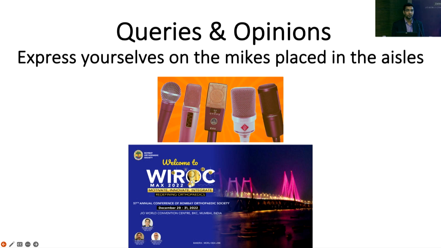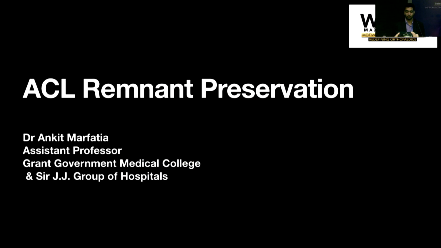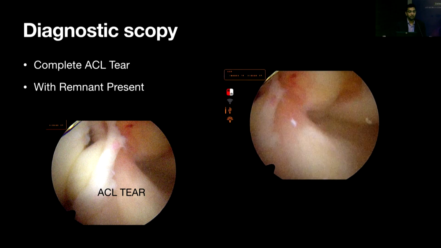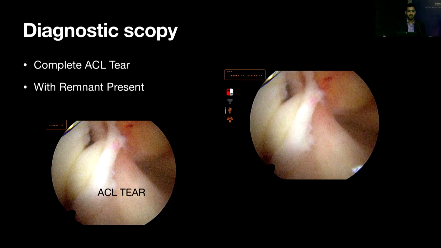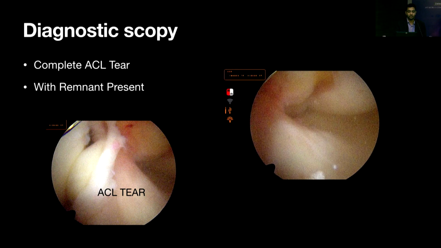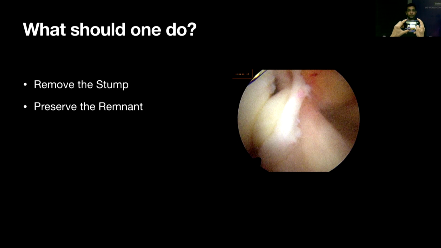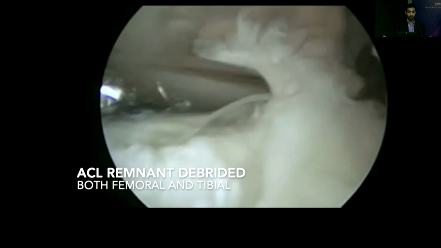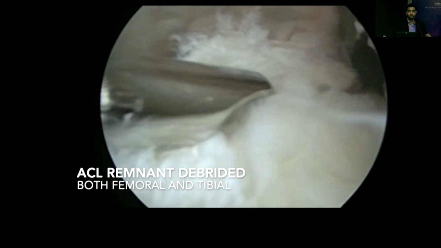Hi, I'm Dr. Ankit Marfatia, Assistant Professor from Grant Government Medical College and JJ Group of Hospitals. So we do a diagnostic scopy, and this is the picture that comes. ACL that is completely torn and the remnant is there. What should we do next? Remove the stump, preserve the stump. That's the question. So earlier I used to debride everything because I didn't need to know the normal anatomy.